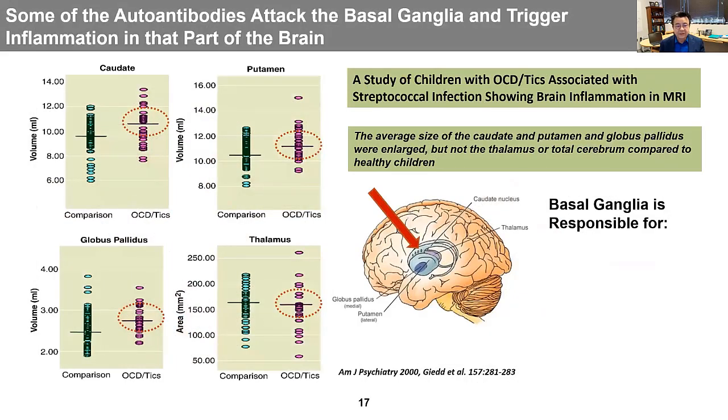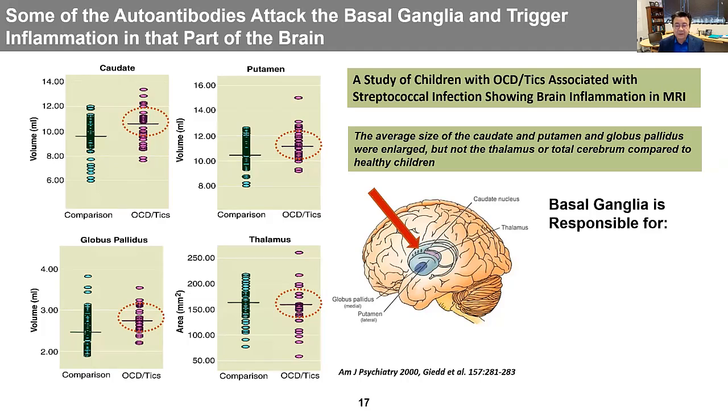So there are studies that show that these antibodies actually attack what's known as the basal ganglia and that they can trigger inflammation in this part of the brain. And so what you can see from this is the inflammation that we're looking for in patients with OCD and tics in the caudate, the putamen, the globus pallidus, whereas not in the thalamus, which is not part of the basal ganglia. There's other research I won't go into that our organization and our team members have published related to showing antibodies directed against the basal ganglia crossing the blood-brain barrier.